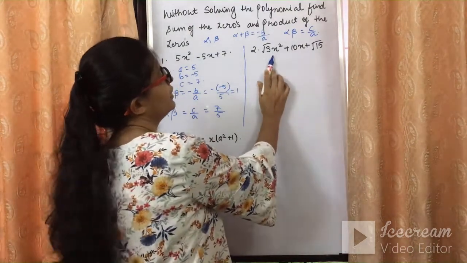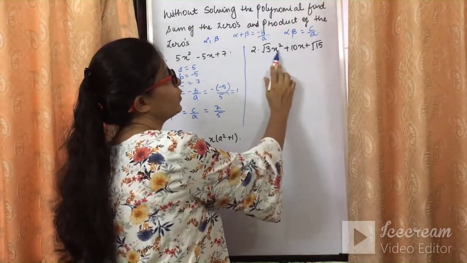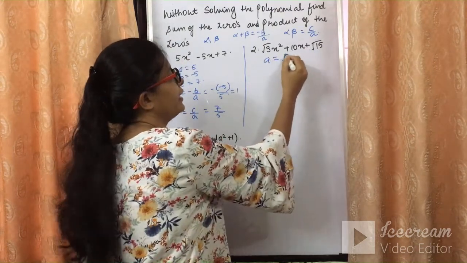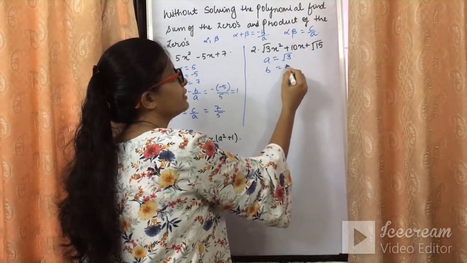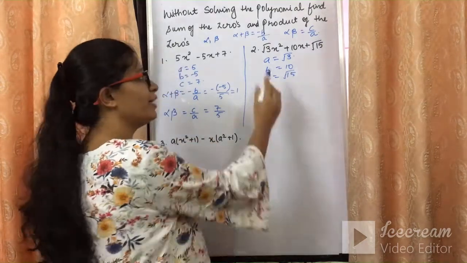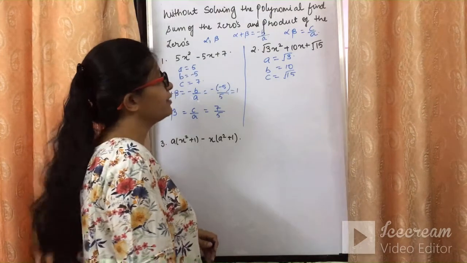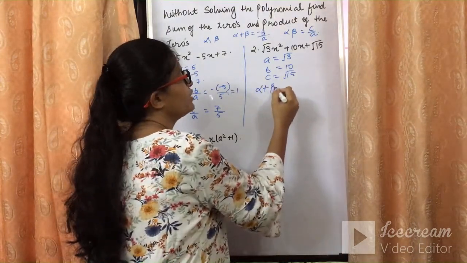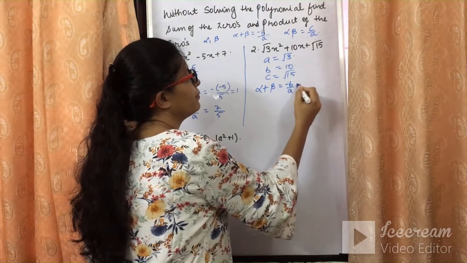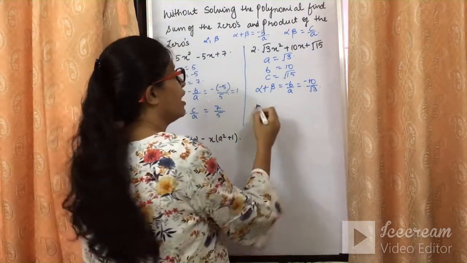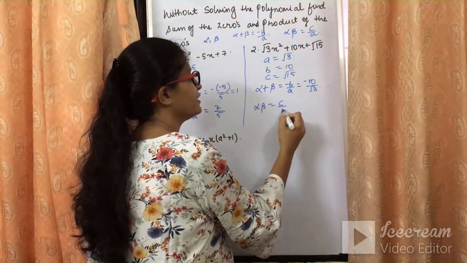Now in this question you can see root 3 x square plus 10x plus root 15. So what is a here? a is root 3, b is 10, c is root 15. So we have a, b and c. Once a, b and c are there with you, you can find the product and the sum of the zeros. Alpha plus beta is nothing but minus b upon a, minus 10 upon root 3, is the sum of the zeros. And alpha into beta is nothing but c upon a.